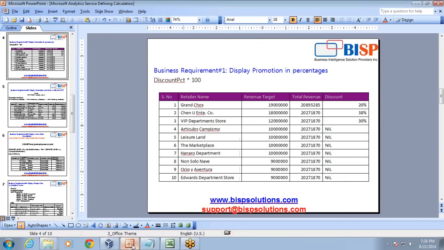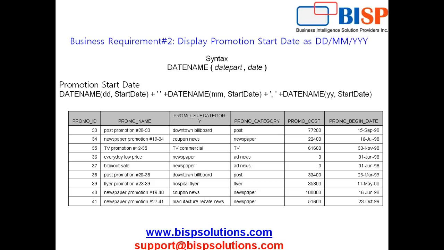Let's see more examples. In the next example, I'd like to display a promotion start date. My promotion start date is a date and time stamp, and therefore the way it is visible to the user, it's not very comfortable or business meaningful to them. Therefore, they want to display promotion start date as DD, month and year. This is the format they like to see.